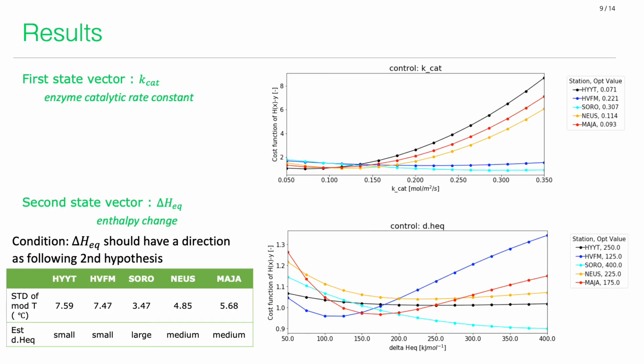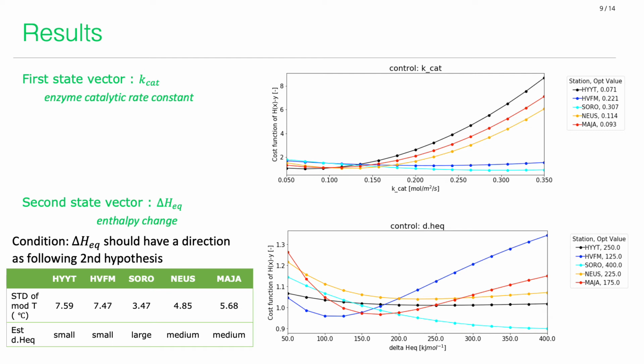Now I will show you the result of optimization. First, we looked for the best catalysis rate for each station, and we found the values as in the right figure. And second, the target is the delta H_eq, which is the enthalpy change between inactive and active phase. According to the hypothesis, delta H_eq is lower at the high standard variation of temperature. And I think the result matches well to the hypothesis.